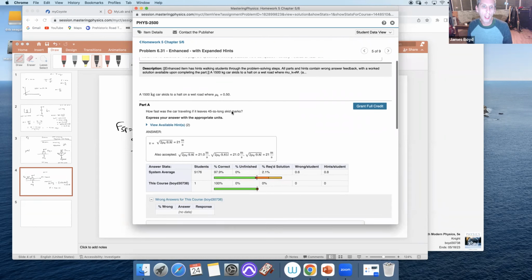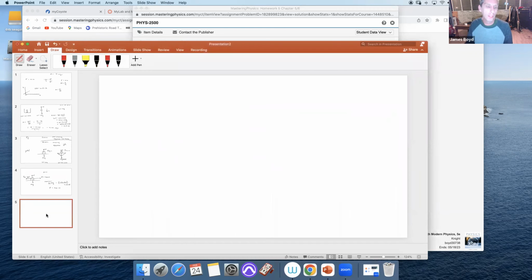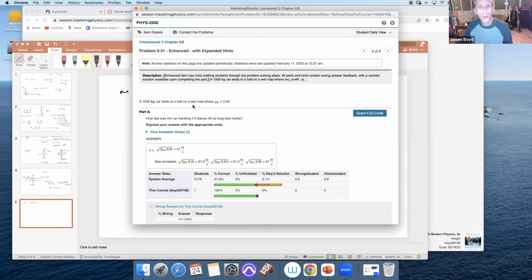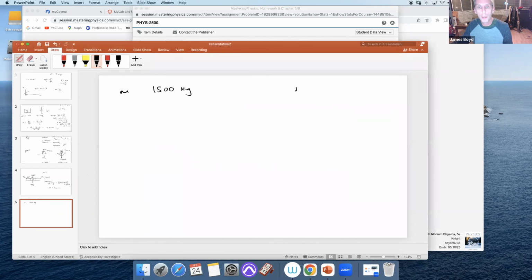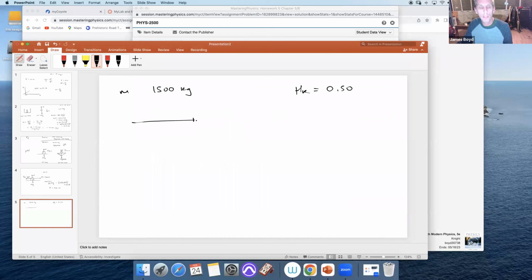All right, now we have kinetic friction. So a 1,500 kilogram car skids to a halt on a road with mu k is 0.50, which has no units. How fast was the car traveling if it leaves 45-meter long skid marks?